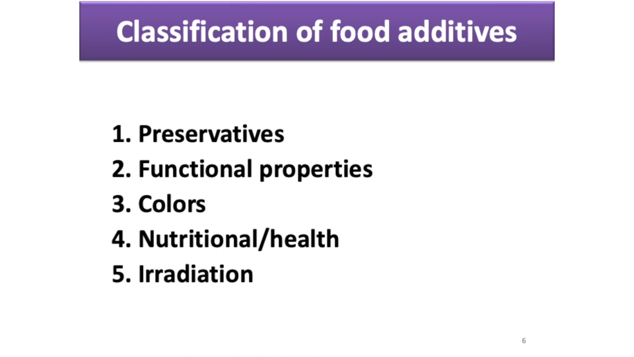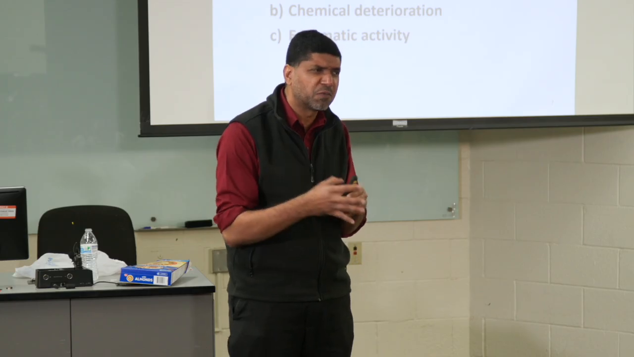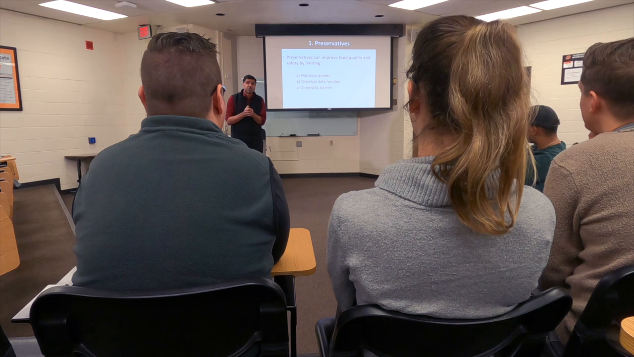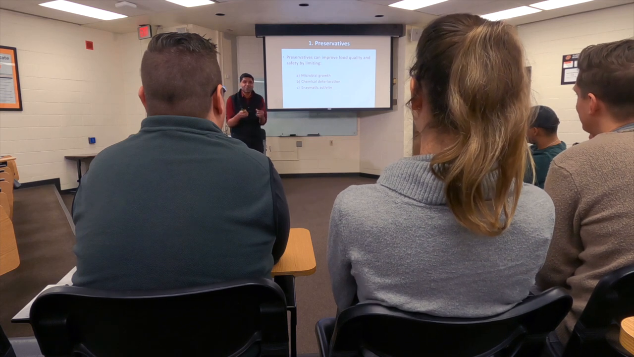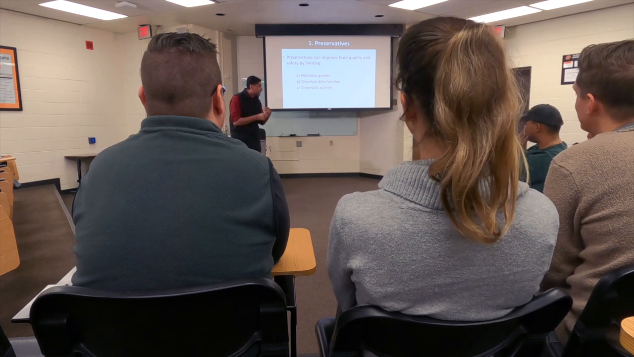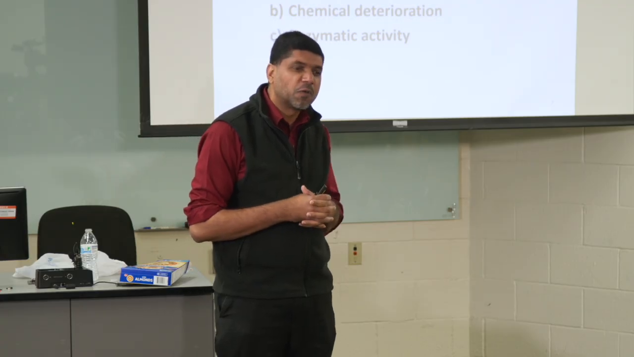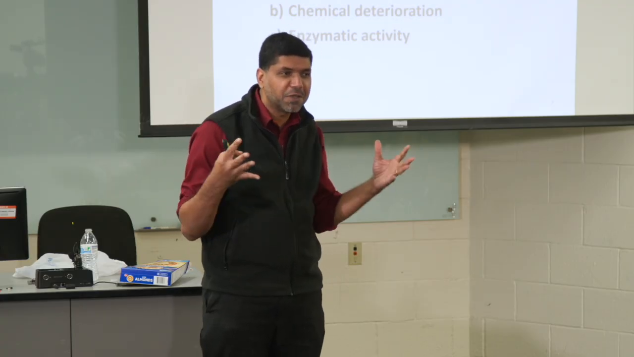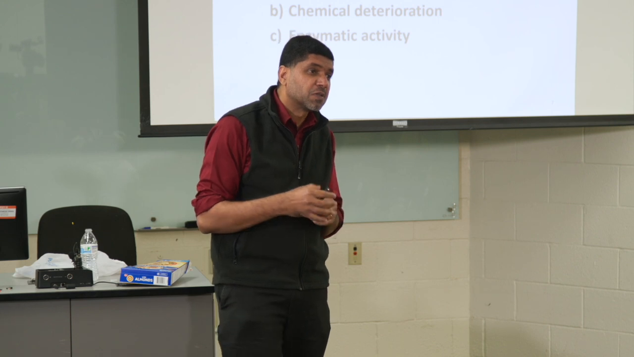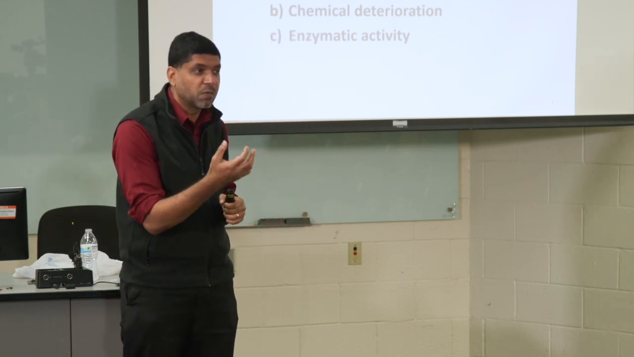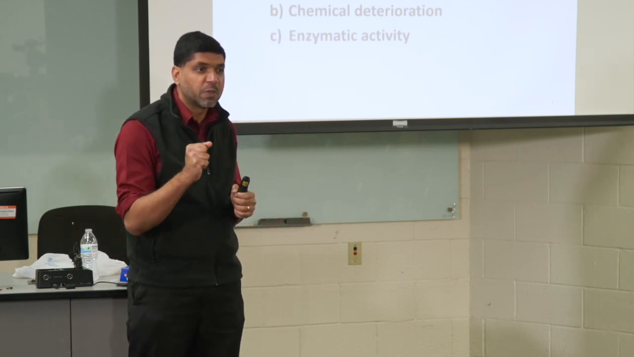So the first one, preservative. Can you give me one example of preservative? Salt. Perfect. So salt is one of the most common preservatives. The preservative itself, you can classify like something that limits microbial growth. For example, how many of you heard about food poisoning? I'm pretty sure everyone or some of you. So one of the goals of adding these preservatives is to limit microbial spoilage.